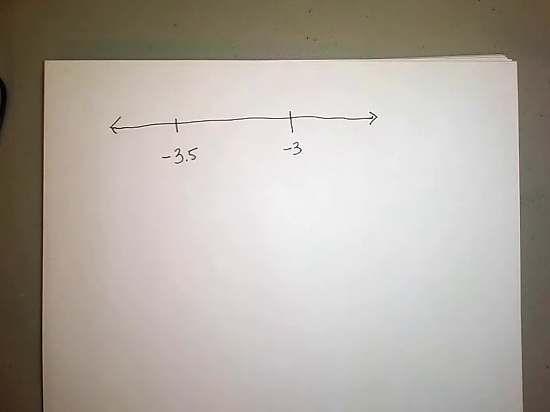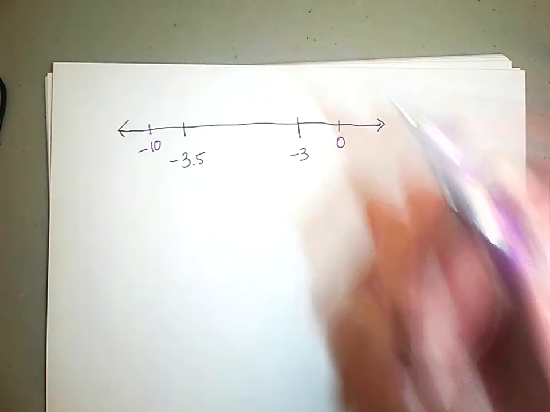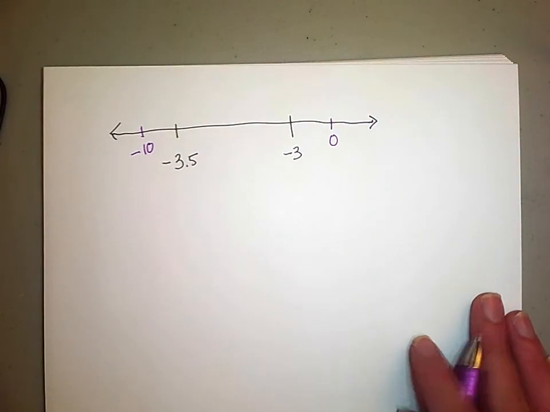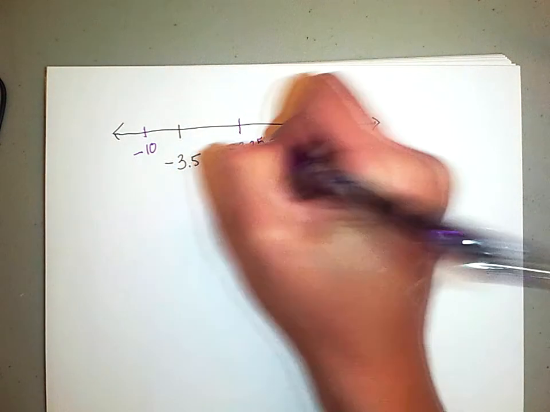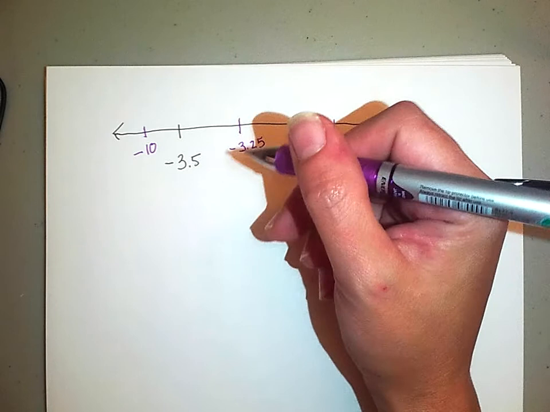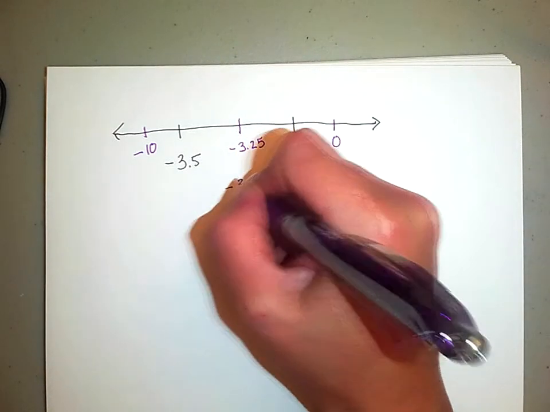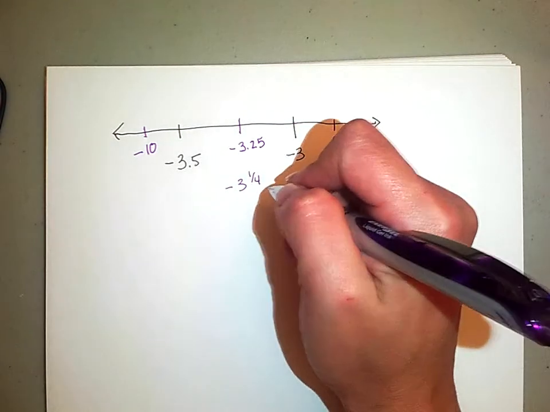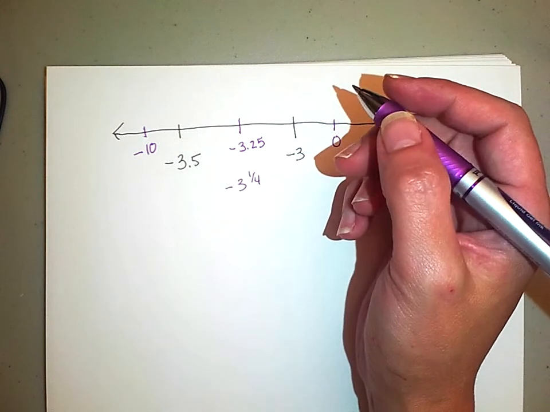Okay. Now we're going to have to pick test values, hopefully the easiest ones we can get. So I want 0 and negative 10. And so I guess we could look at negative 3.25, right? So that would be negative 3 1/4.